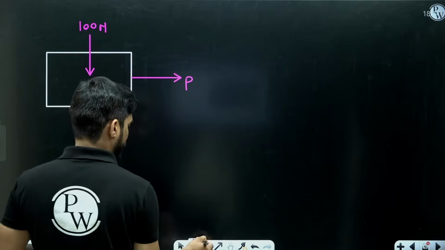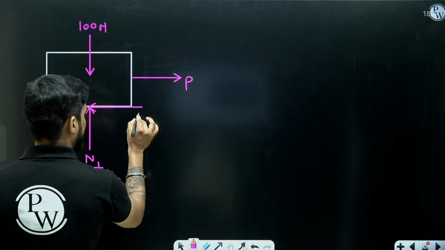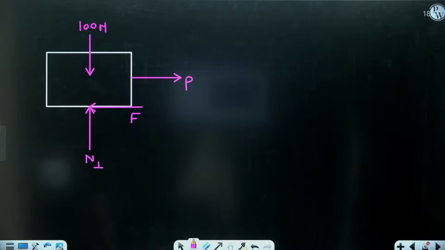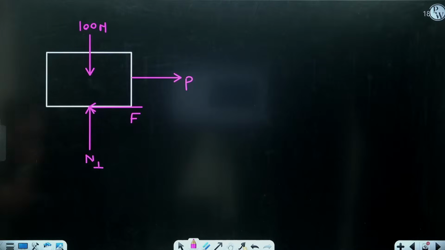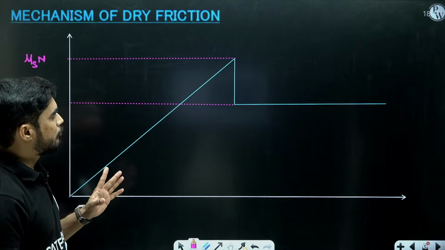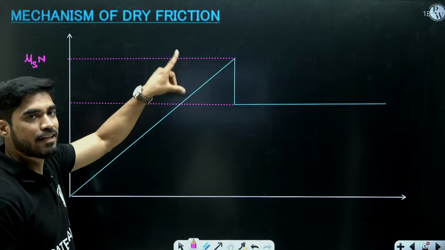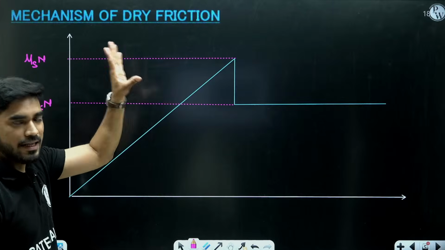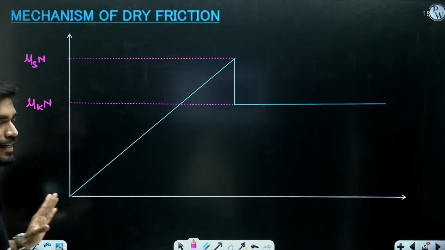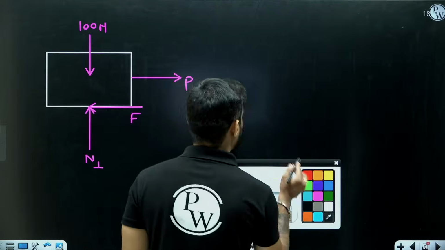So there will be a friction force here. Now what people make a mistake is they immediately put friction force equal to mu into N. That is not always the friction force, right? If you look at this graph, friction force is not always mu into N. Maximum static friction force is mu s into N, and kinetic friction force is mu k into N. But it is not always mu into N. So now what we are going to do is find the limiting friction.